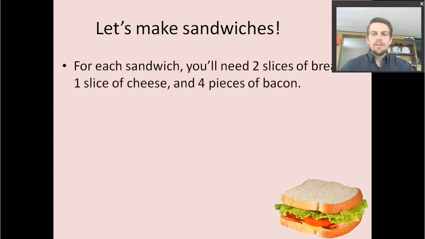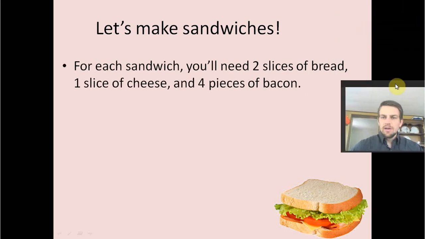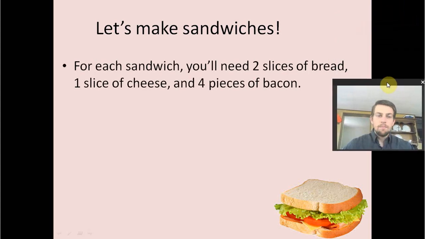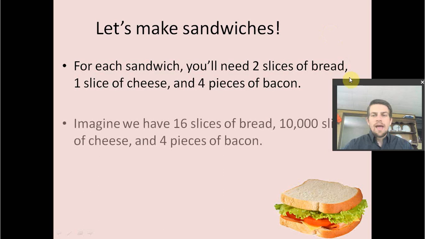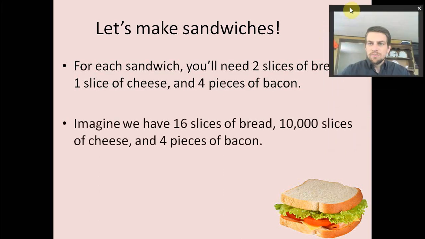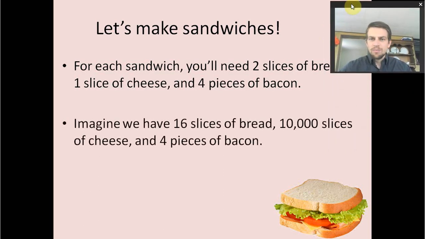So let's say that for every sandwich that we're going to make, we're going to need 2 slices of bread, 1 slice of cheese, and 4 pieces of bacon. That is like the formula for a bacon and cheese sandwich. You need the 2 pieces of bread for the bun, 1 slice of cheese, and 4 bacon because we like bacon. Now, let's say then that we have 16 slices of bread. So we have like a loaf of bread, 16 slices, pretty good.